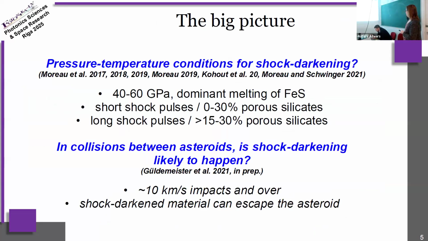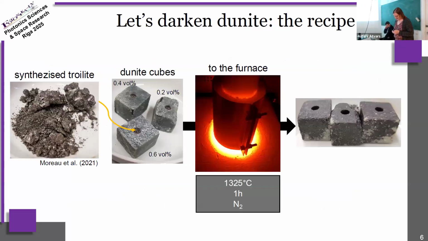Here is just an overview of most of the work I've been doing before, mostly with shock physics and shock modeling, which gave me some approximation of the temperature that might be needed to obtain shock darkening, and also in what kind of impact we are most likely to produce this kind of pressures. But today, the experiments I am presenting answer another important question: is it only by shock, like by impact between asteroids, or not?